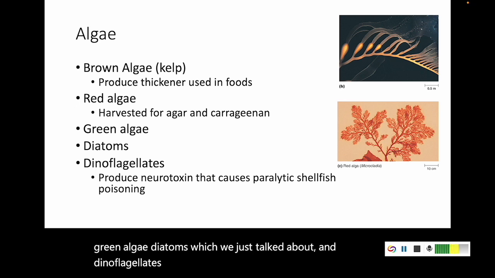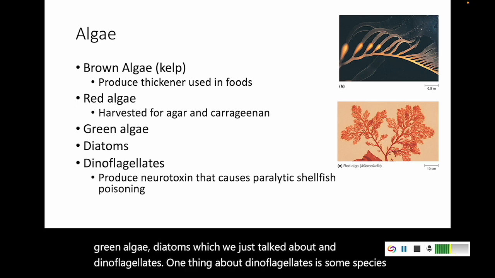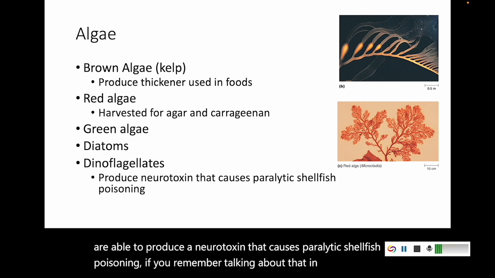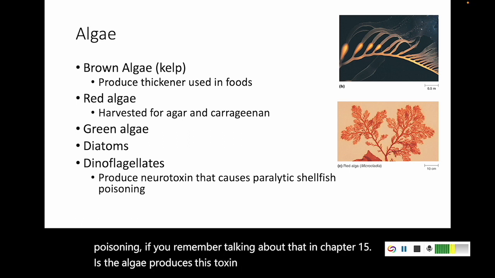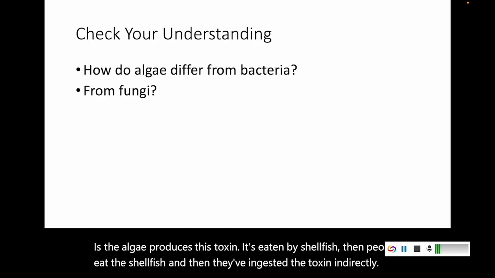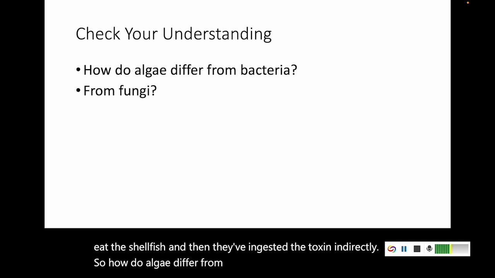One thing about dinoflagellates is some species are able to produce a neurotoxin that causes paralytic shellfish poisoning. If you remember talking about that in chapter 15, the algae produces this toxin. It's eaten by shellfish, then people eat the shellfish, and then they've ingested the toxin indirectly. So how do algae differ from bacteria, and how do algae differ from fungi?